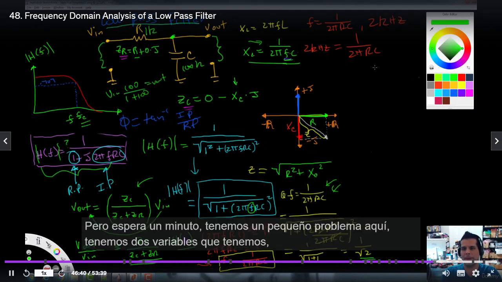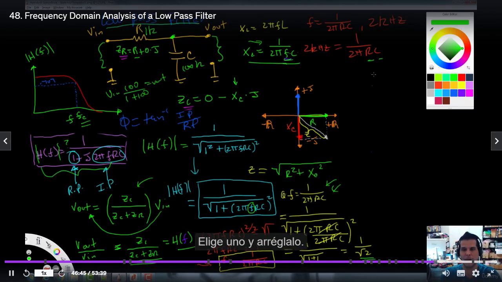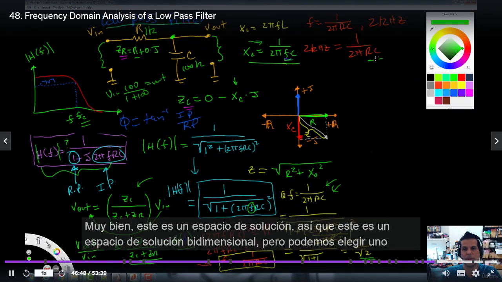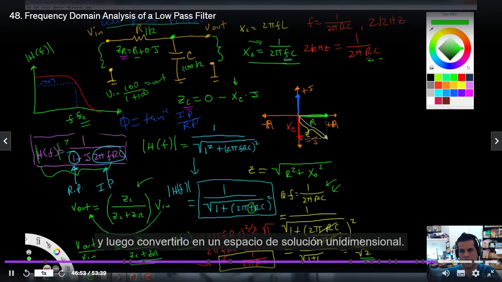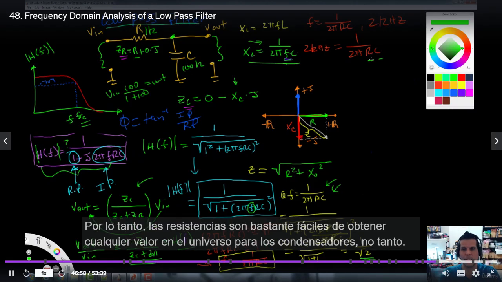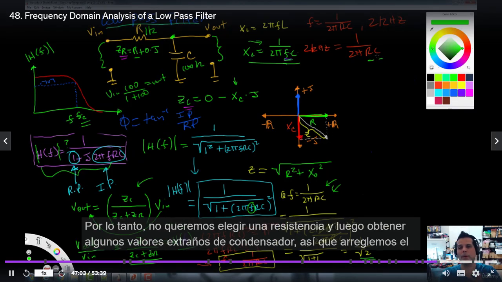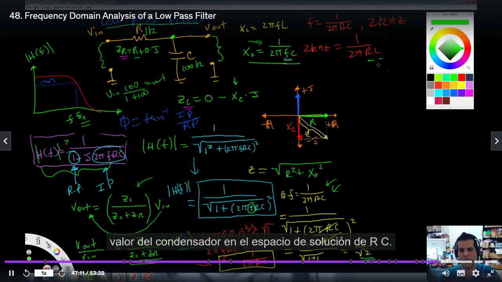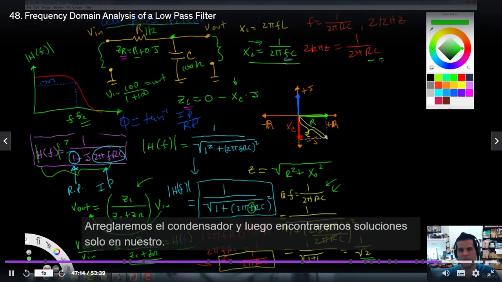But wait a minute, we have a little bit of a problem here. We've got two variables, R and C. Pick one and fix it. This is a two-dimensional solution space, but we can pick one and turn it into a one-dimensional solution space. We pick the one that is harder to control. Resistors are pretty easy to get in any value in the universe, but capacitors not so much. We don't want to pick a resistor and then get some bizarre capacitor value. So let's fix the capacitor value in this solution space of RC, and then we'll find solutions only for R.